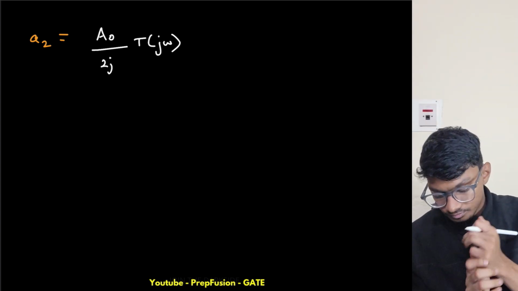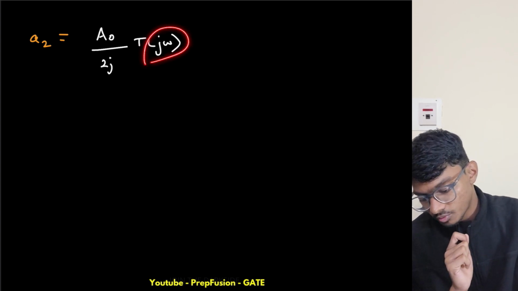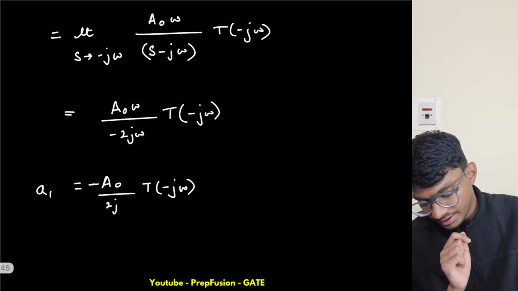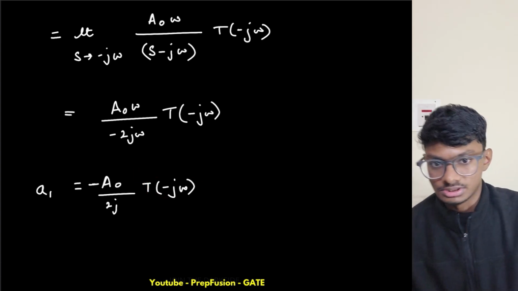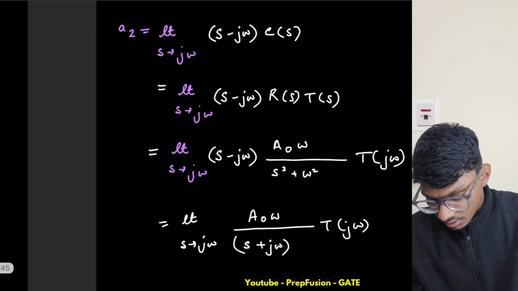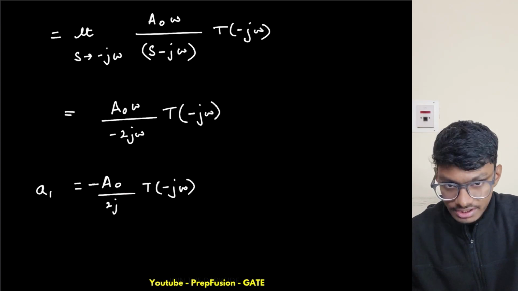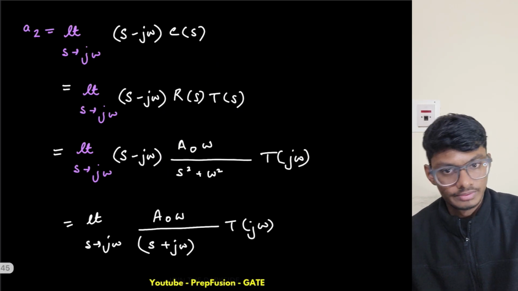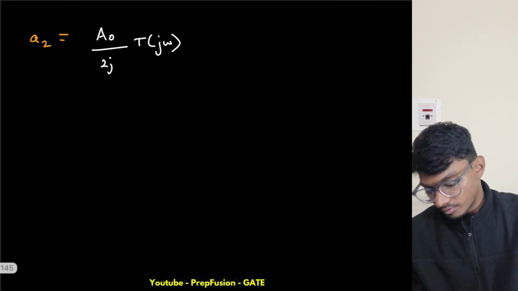Now I have to find some relationship between T of j omega and T of minus j omega. Then I can further simplify this one. One thing is true: the magnitude of T of minus j omega and T of j omega will be the same. How? Let's take an example. The magnitude will be the same, but the phase will be different. The phase will be negative.